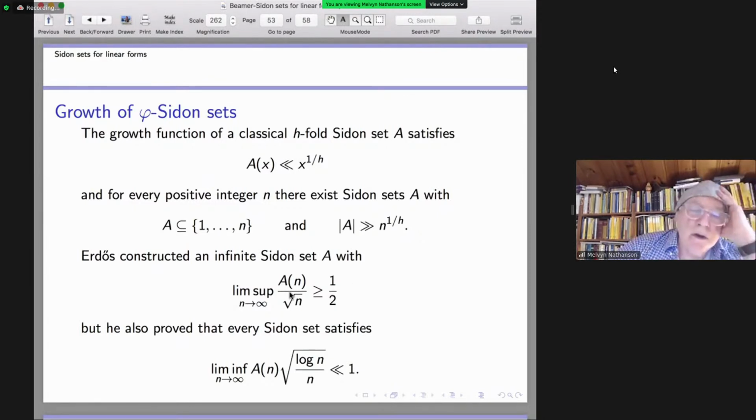And in fact, where the lim sup of a of n over root n is at least a half. But he also proved that you can have a of n greater than some constant times root n for all n. And in fact, that every Sidon set satisfies this condition that the lim inf of a of n root log n over n is less than some positive constant. In other words, a of n over the square root of n is less than some constant times 1 over square root of log n for n large.